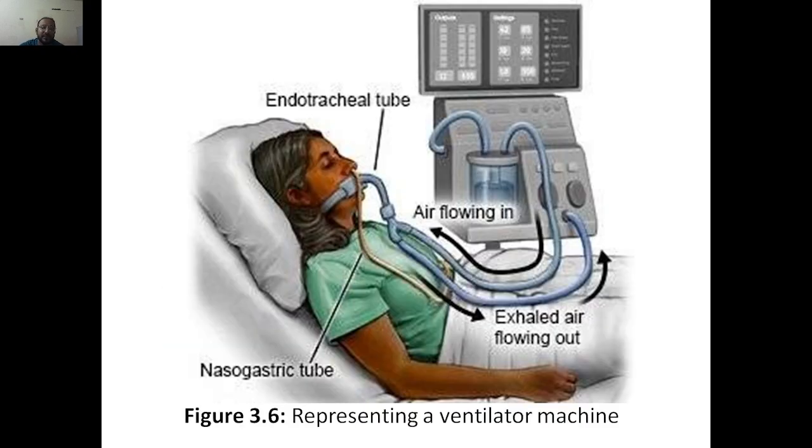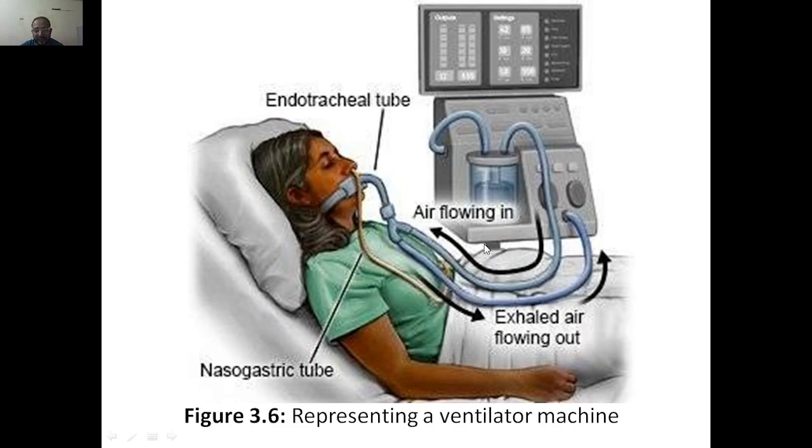So next, this is how the ventilators look. You have the nasogastric tube, which means we insert it in the nose. Okay, and then we have the endotracheal tube. This endotracheal tube is designed in the way that it works in the trachea.